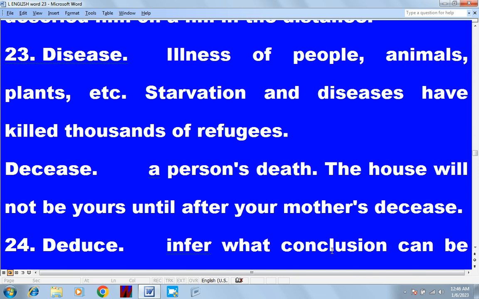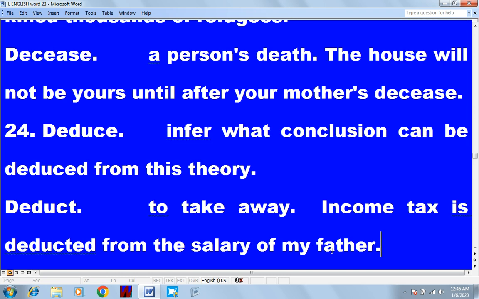Disease: illness of people, animals, plants, etc. Starvation and disease have killed thousands of refugees, like corona disease, virus. Decease: a person's death, the situation after his death. The house will not be yours until after your mother's decease.